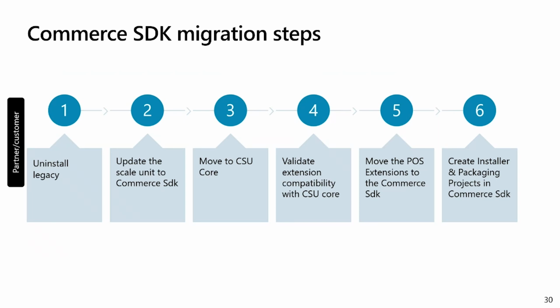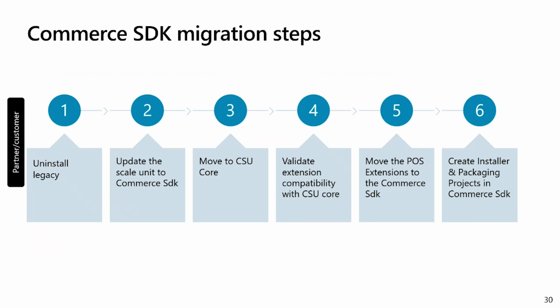Then move the CSU to the CSU core. CSU core offers highly performant APIs. So to migrate your CSU to CSU core or to deploy a new instance of the CSU core, you can contact the support team for any help. You can validate that your extensions are compatible with the CSU core by running an extension test, and this can be done by running a health check, and you need to pass the test name as extensions.